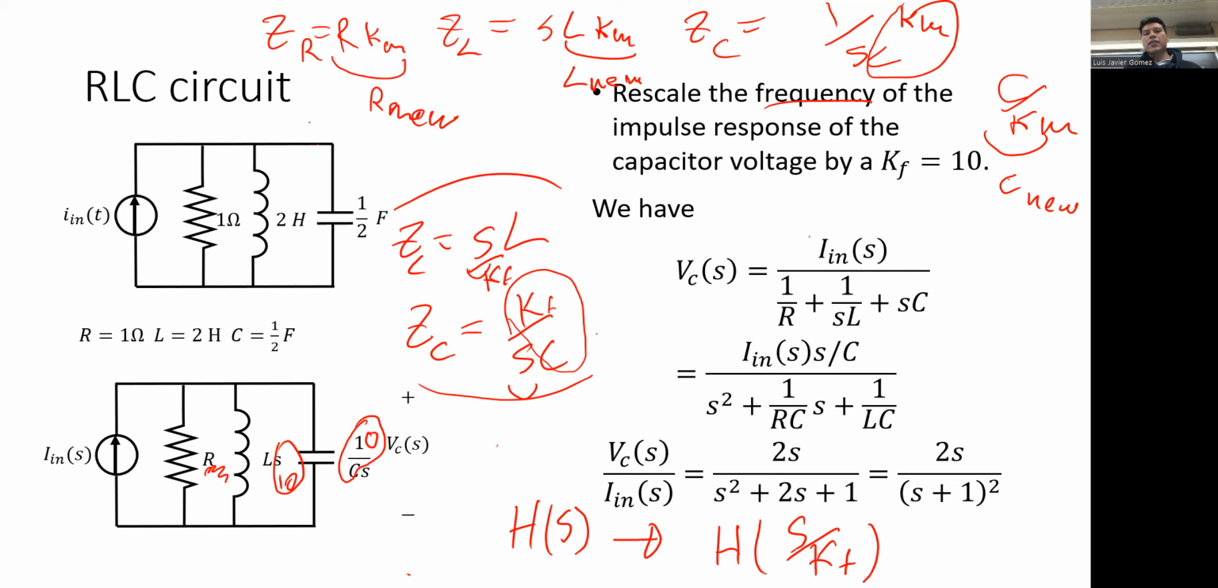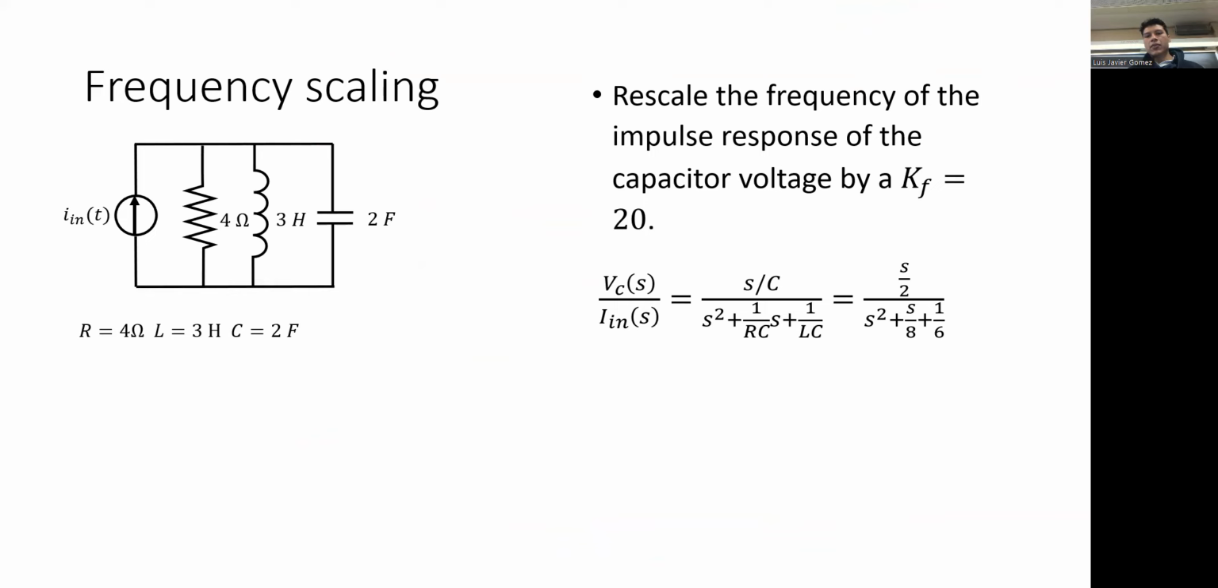Okay. So we went over this. Now let's try one more example. We scale the frequency of the impulse response by KF equals 20. So what do we have to do? Divide by 20. And then how would the new response look? Basically you take every S and you replace it by S over 20.